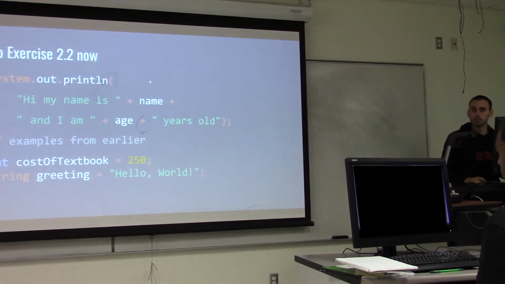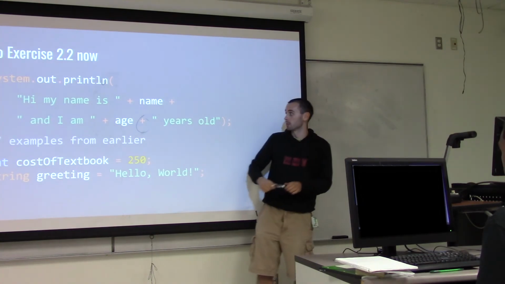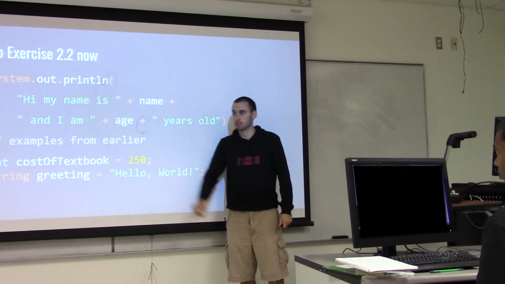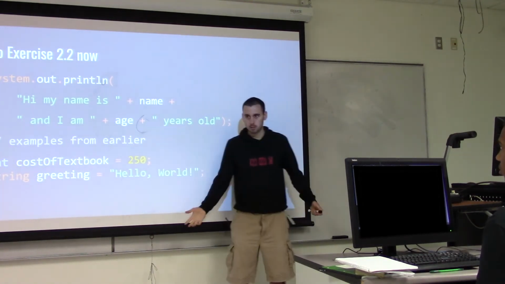So exercise 2.2, you're going to have to create a couple more variables. This one, you're just going to create a variable for name and a variable for age. You can set those to yourself. You can set it to some fictional character. Make it print something that makes sense.